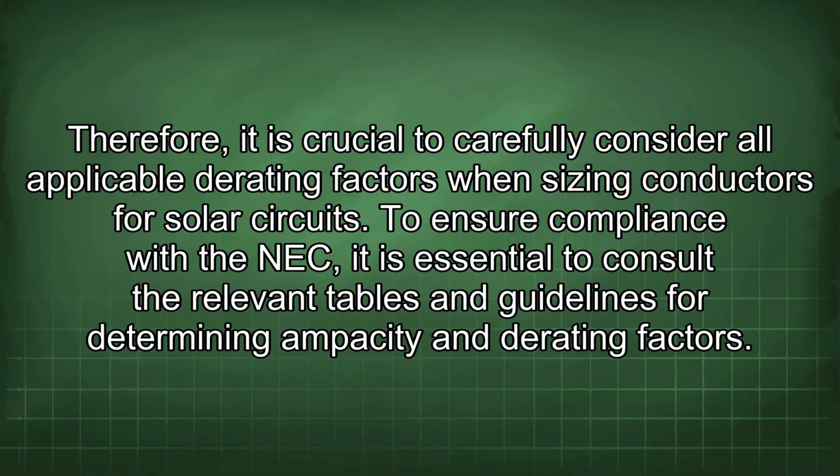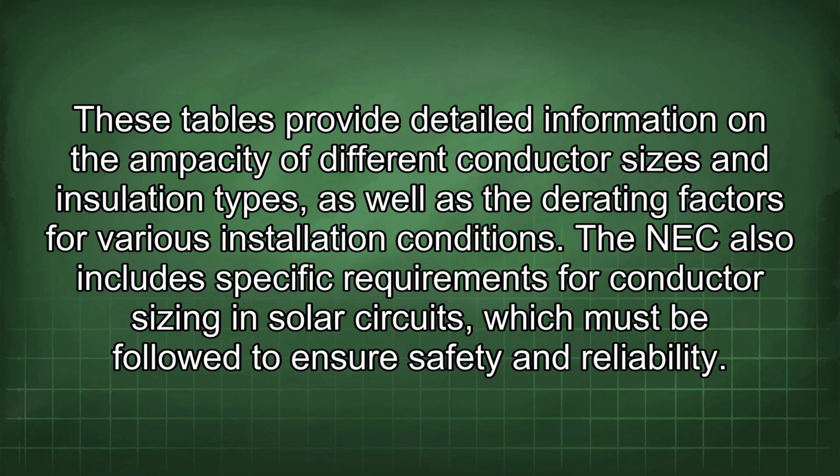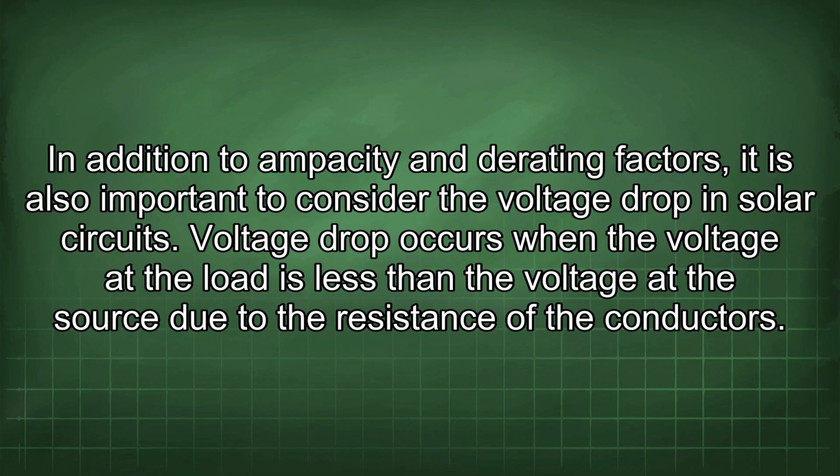To ensure compliance with the NEC, it is essential to consult the relevant tables and guidelines for determining ampacity and derating factors. These tables provide detailed information on the ampacity of different conductor sizes and insulation types, as well as the derating factors for various installation conditions. The NEC also includes specific requirements for conductor sizing in solar circuits which must be followed to ensure safety and reliability. In addition to ampacity and derating factors, it is also important to consider the voltage drop in solar circuits.